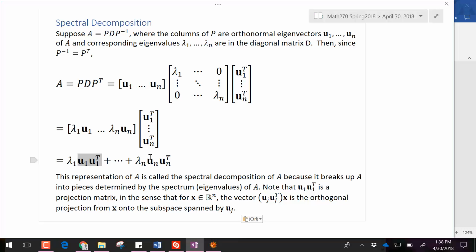Yeah, this is for symmetric matrices. Correct. Yeah.